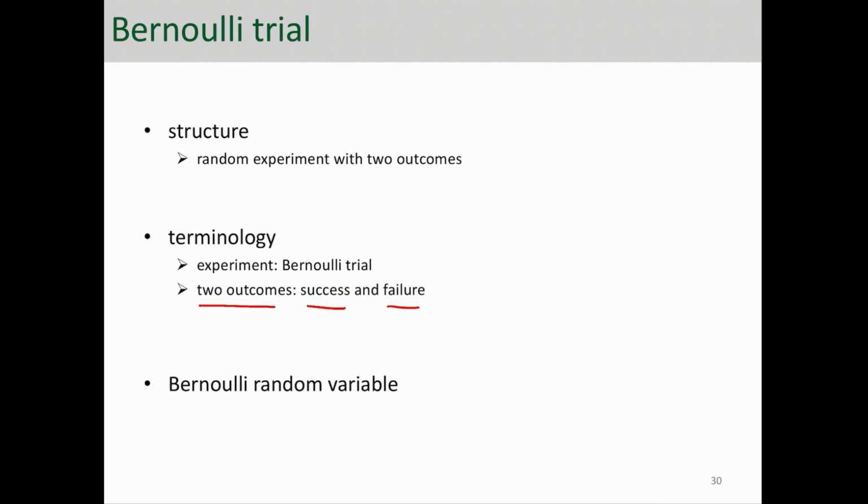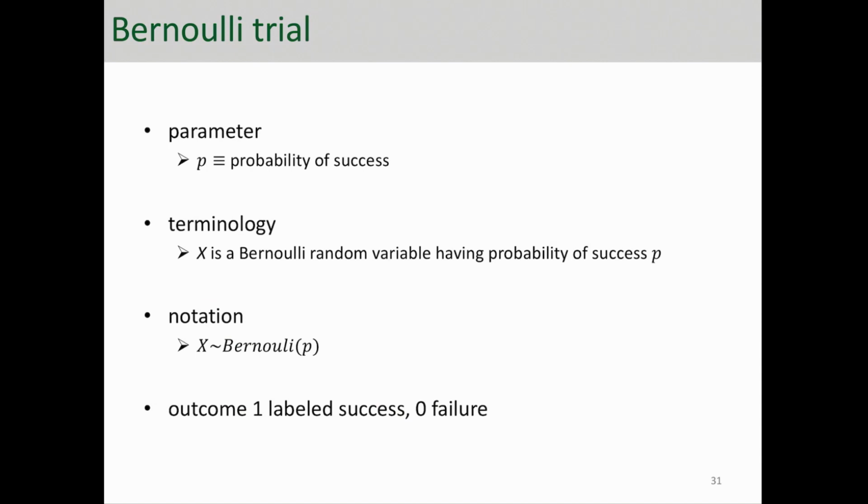And then we have Bernoulli random variable. Bernoulli random variable has one parameter, and that is P, probability of success. And that's the only parameter that Bernoulli random variable has. Probability of success. Therefore, the notation is X follows Bernoulli distribution with probability of success P. And we typically label outcome success with 1 and outcome failure with 0.